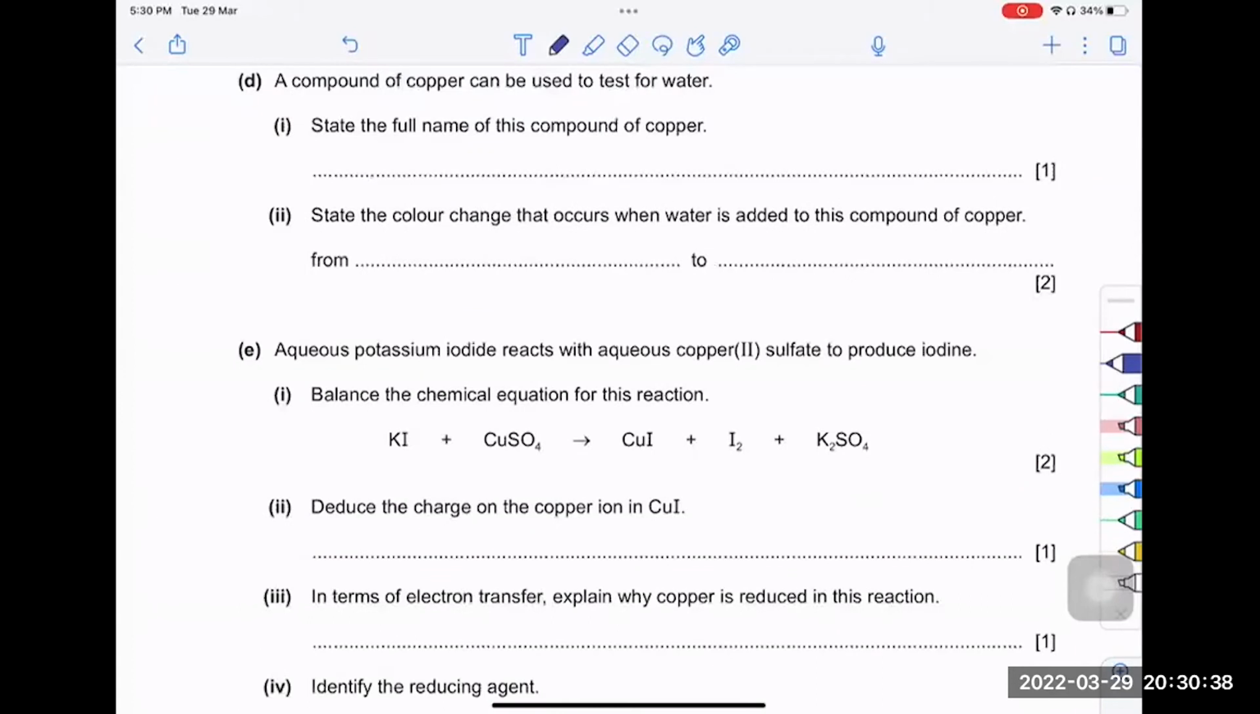A compound of copper can be used to test for water. State the full name of this compound. Copper का कौन सा compound है which we use to test for water? बहुत आसान है. Come on.